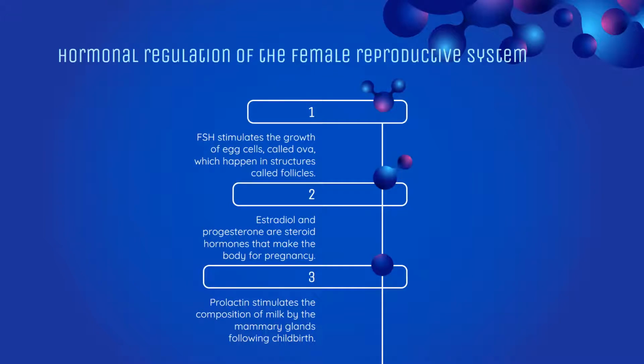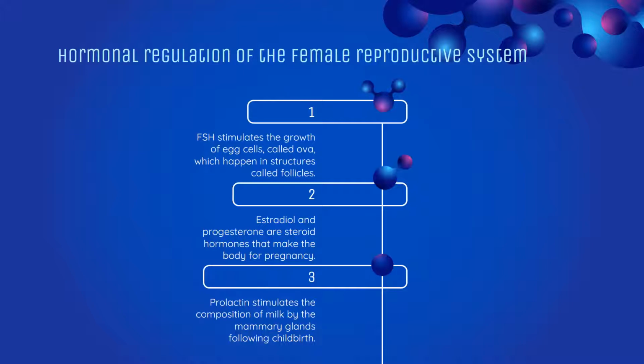Follicle cells produce the hormone inhibin, which hinders FSH production. 2. Estradiol and progesterone are steroid hormones that prepare the body for pregnancy. The anterior portion of the pituitary gland provides FSH and LH and also produces the hormone prolactin in females.